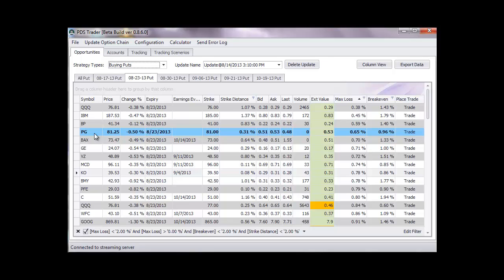And so what I'm going to do is quickly explain what I look for, what the new columns are with the buying option strategy in PDS Trader. And I'm not going to spend a lot of time on that because I do have another video where I spend more time thoroughly explaining the logic behind what I'm looking for when I want to buy an option. But I'm going to explain it in the context of selling options.